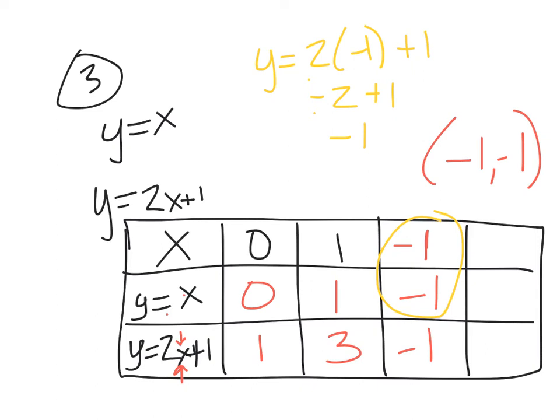-1, -1. Because that's where they come out. Okay? Any questions? If I graph that on the graph, it's going to cross at -1, -1. One line's going to go one way, one line's going to go the other way. All right.